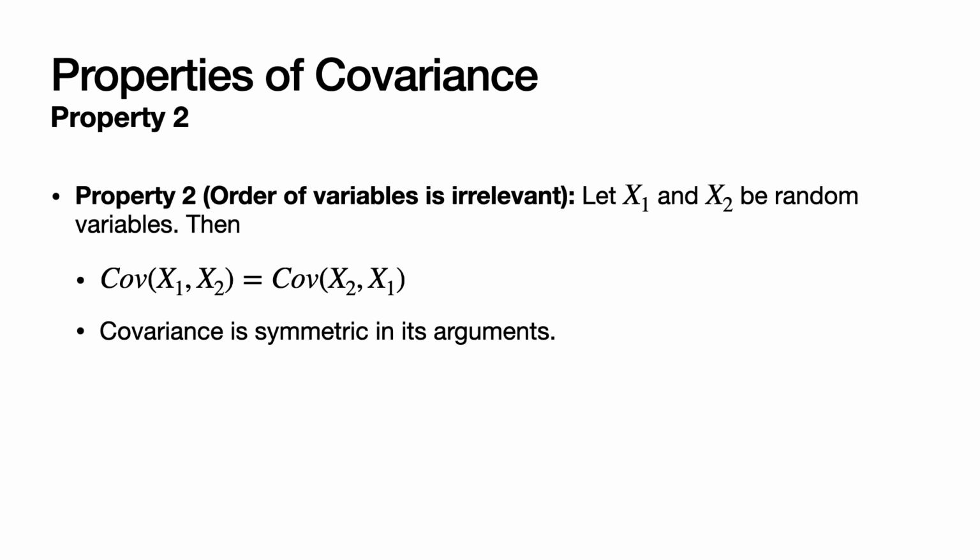Property 2, which basically says that the order of variables in the covariance function is irrelevant, says the following. Let x1 and x2 be random variables. Then the covariance of x1 and x2 is equal to the covariance of x2 and x1. So in other words, the covariance function is symmetric in its arguments.